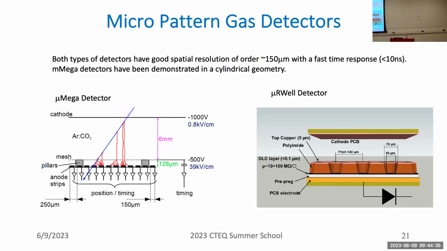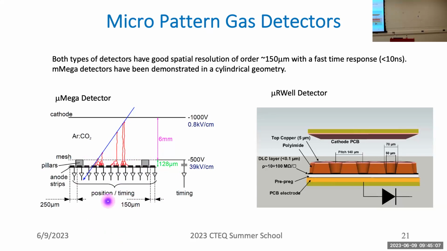A micromega is a tracking detector where it does amplification with a mesh, right? So there's a mesh which is standing off of a pillar, and then you have anode strips down here, and that mesh provides the high electric field that is the amplification layer. So again, it's an evolution of this concept that we saw with multi-wire proportional chambers. The nice thing about these detectors is they can be very fast. They may only have a 50 micron spatial resolution, but they can be very fast.